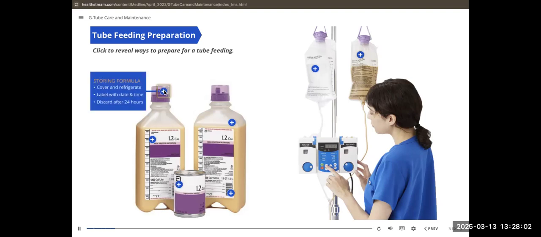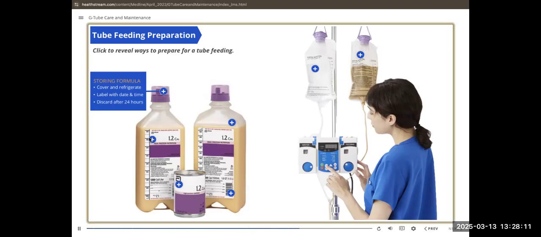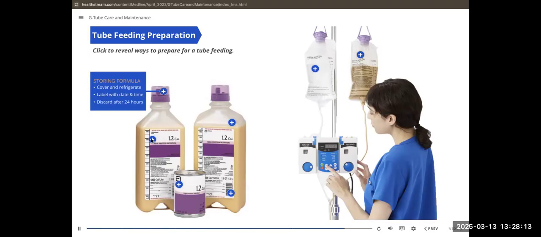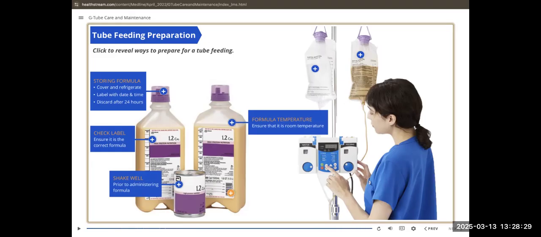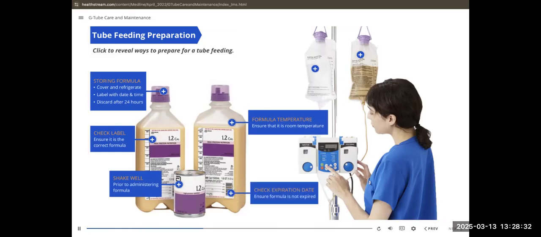Cover and refrigerate any unused formula. Be sure to label it with the date and time. It should be discarded after 24 hours. Remember, formula changes should not be done without a doctor's order. It is important to check the formula label, ensuring it is the correct formula. Ensure formula is at room temperature. Shake the container well prior to administering the formula. Check the expiration date, ensuring that the formula is not expired.